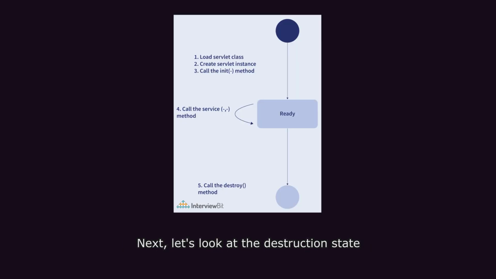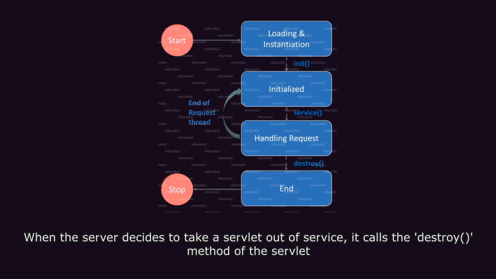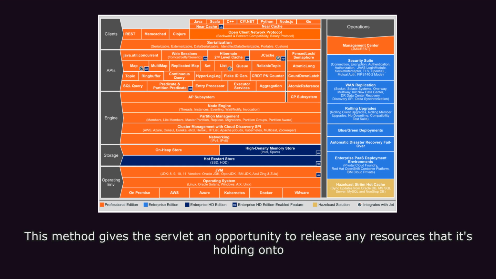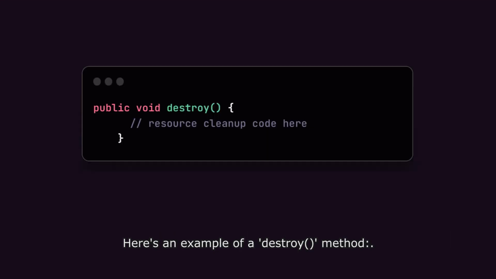Next, let's look at the destruction state. When the server decides to take a servlet out of service, it calls the destroy method of the servlet. This method gives the servlet an opportunity to release any resources that it's holding onto. Here's an example of a destroy method.